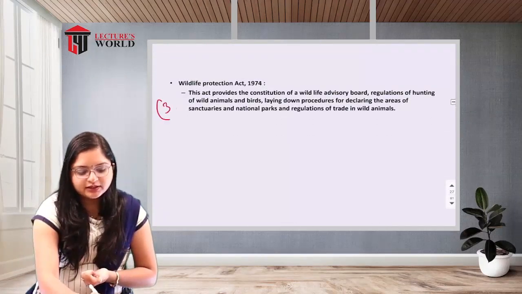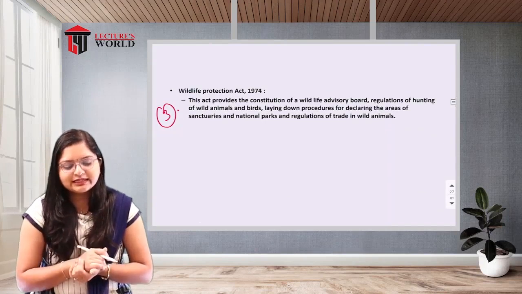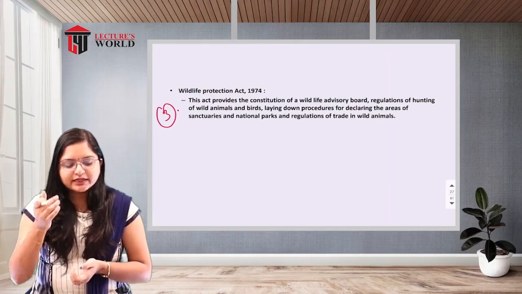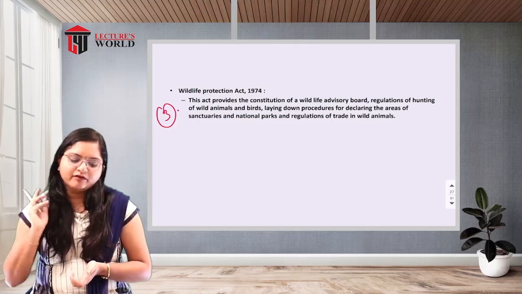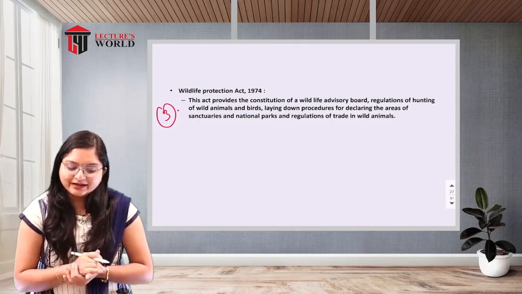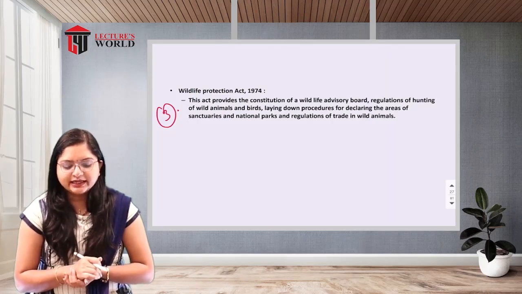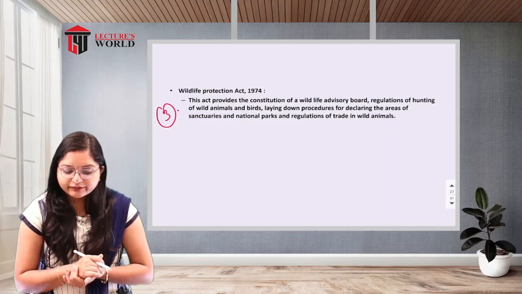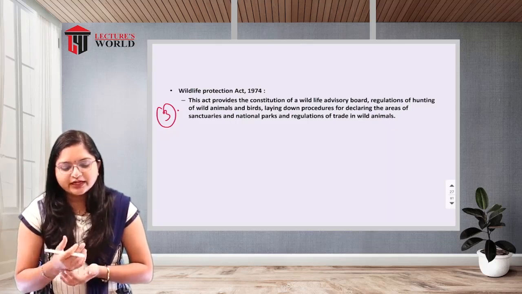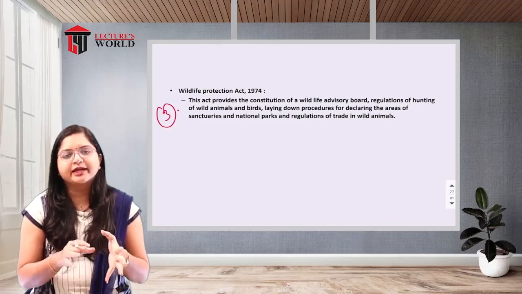Then the third act is the Wildlife Protection Act, which is in 1974. This act provides the constitution of a wildlife advisory board, regulations of hunting of wild animals and birds, laying down procedures for declaring the areas of sanctuaries and national parks, and regulations of trade in wild animals. So basically the name itself suggests it: Wildlife Protection Act.